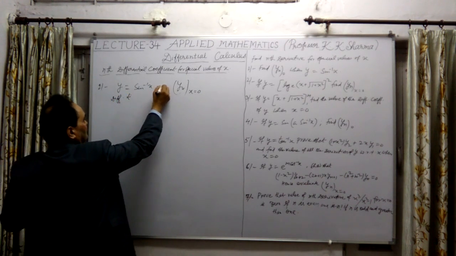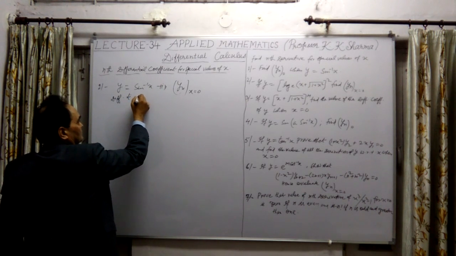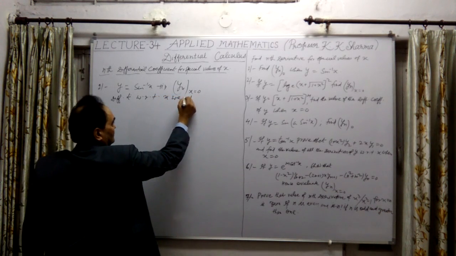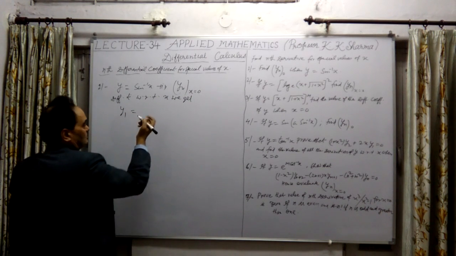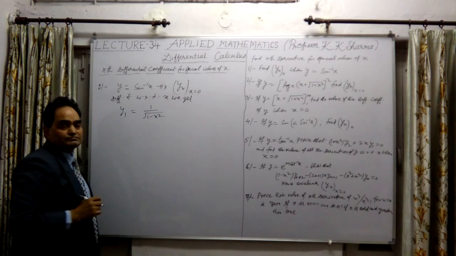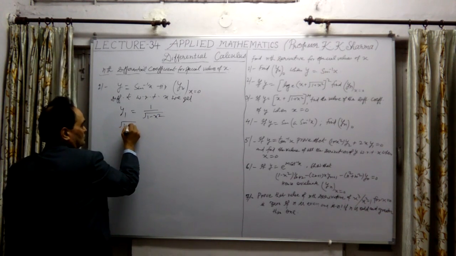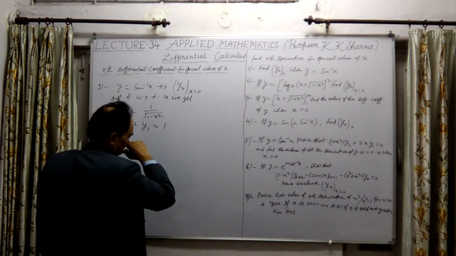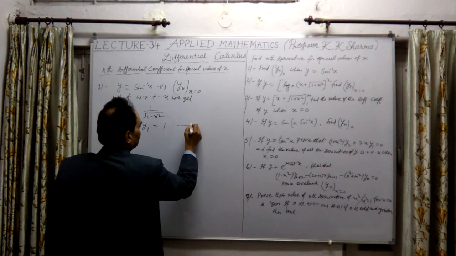Let me take the first equation, and differentiating it with respect to x, we get y1 is equal to the derivative of sine inverse x, which is 1 upon under root 1 minus x square. After cross multiplication we get under root 1 minus x square into y1 equal to 1. Let me take this as the second equation.